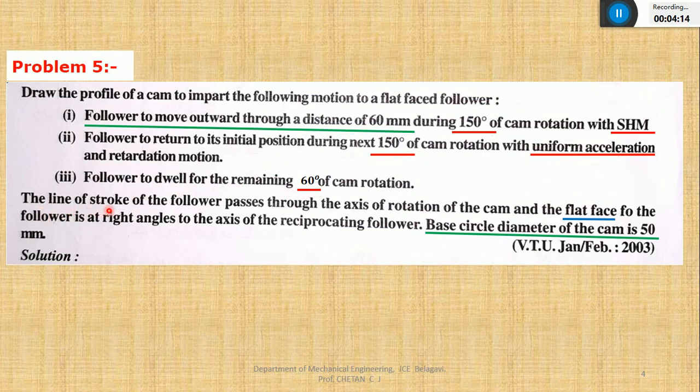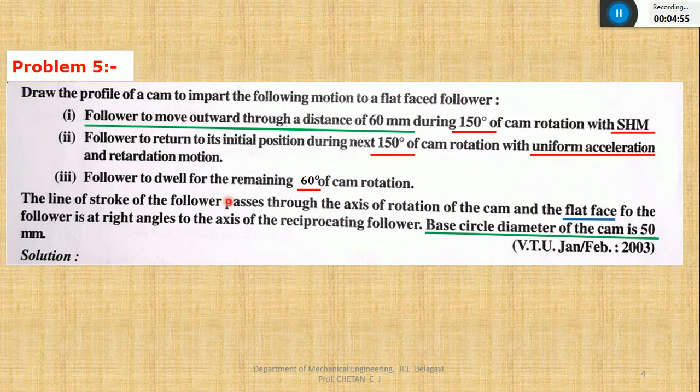And it is given the line of stroke of the follower passes through the axis of the cam rotation. It means the type of follower is radial, not the offset follower. And one more is the flat face of the follower is at right angle to the axis of the reciprocating follower. Okay, I'll show this in the picture. And one more parameter is given as a base circle diameter of the cam is 50 mm. Just observe it is a diameter, not the radius. It means the radius will be 25. Do not confuse with this one. Sometimes you'll take directly this as a radius and draw a circle with a radius of 50 mm. That will be a mistake.